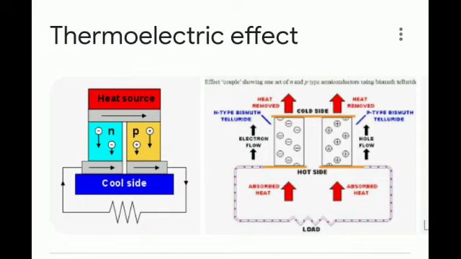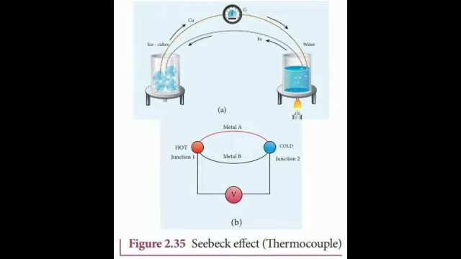Next, thermoelectric effect. Conversion of temperature differences into electrical voltage and vice versa is known as thermoelectric effect. Next, Seebeck effect. Seebeck discovered that in a closed circuit consisting of two dissimilar metals, when the junctions are maintained at different temperatures, an EMF is developed. The current that flows due to the EMF developed is called thermoelectric current. The two dissimilar metals connected to form two junctions is known as a thermocouple. This effect is called Seebeck effect.